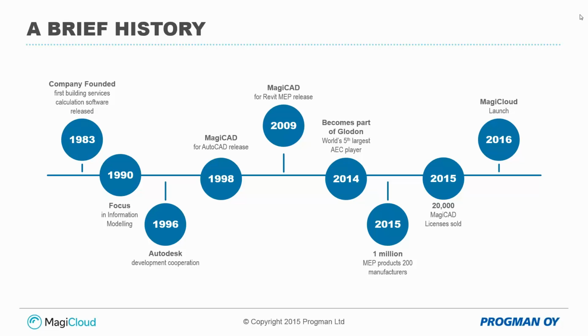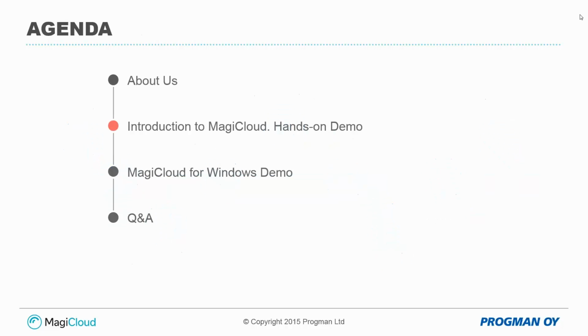2 years ago, we joined forces with Glodon, and they are the market leader in China for solutions for contractors mostly, and thanks to that we are now part of the world's 5th largest AEC player. Last year's milestones: over 1 million products modeled in our catalogs from over 200 manufacturers in MEP, and over 20,000 MagiCAD licenses sold. And finally today, MagiCloud launch. And here we are.